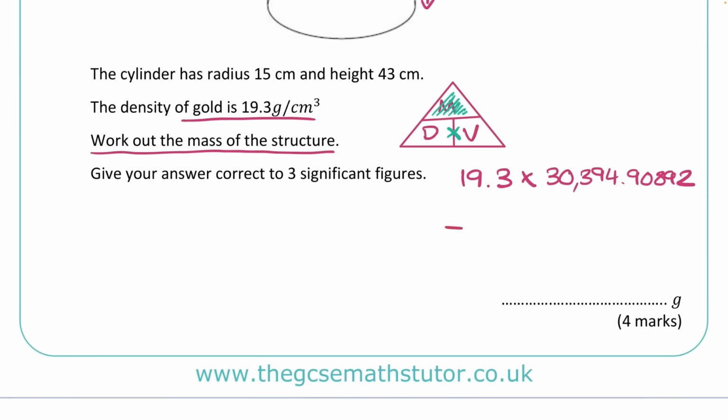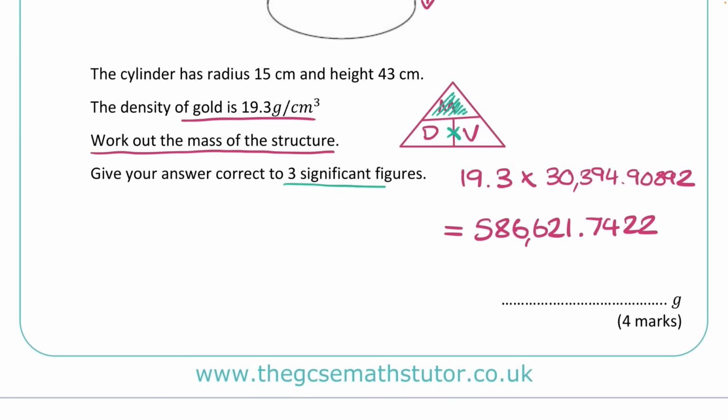And there we go. That gives us my final mass here now, which has come out as 586,621.7422. And let's just separate that with a little comma there so I can see that number properly. So 586,621. It says give your answer correct to 3 significant figures.